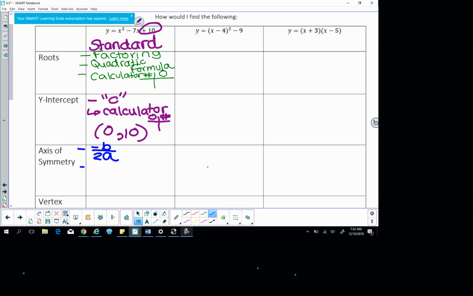Negative b over 2a, or we can put it in our calculator sometimes, and it's where that bump happens, right? So it's where the y's go from a number to a different number back to that same number. Cool.